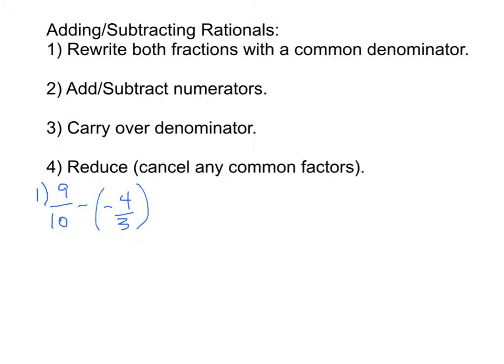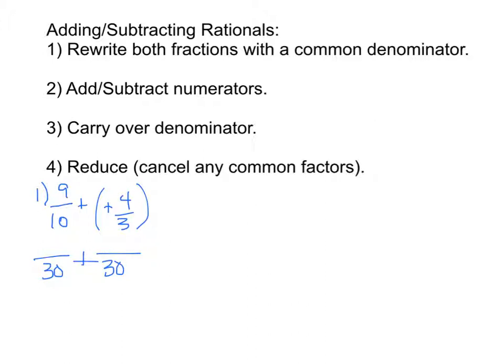First thing I notice is I have two minuses. I've got minus and negative. That's actually going to become a plus. The second thing that I notice is I need a common denominator. So when I'm looking between a 10 and a 3, the common denominator that I see happens to be 30. So what I'm going to want to do is rewrite two equivalent fractions, both with a 30 in the denominator.